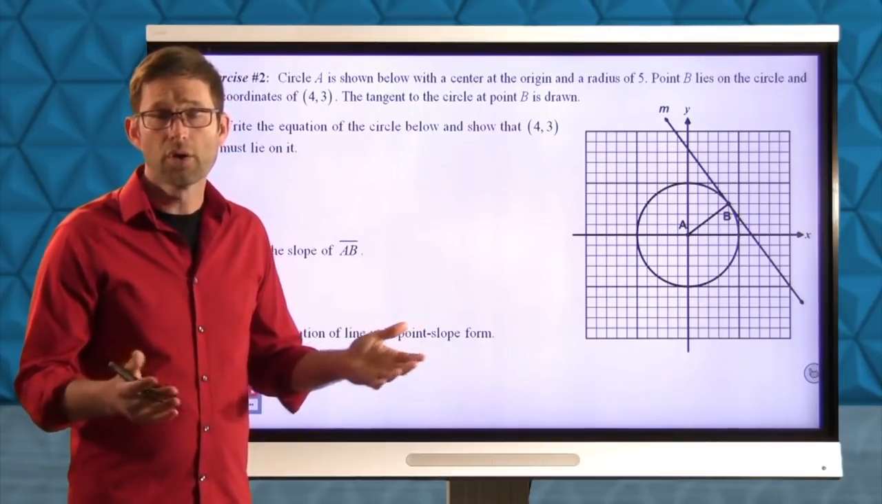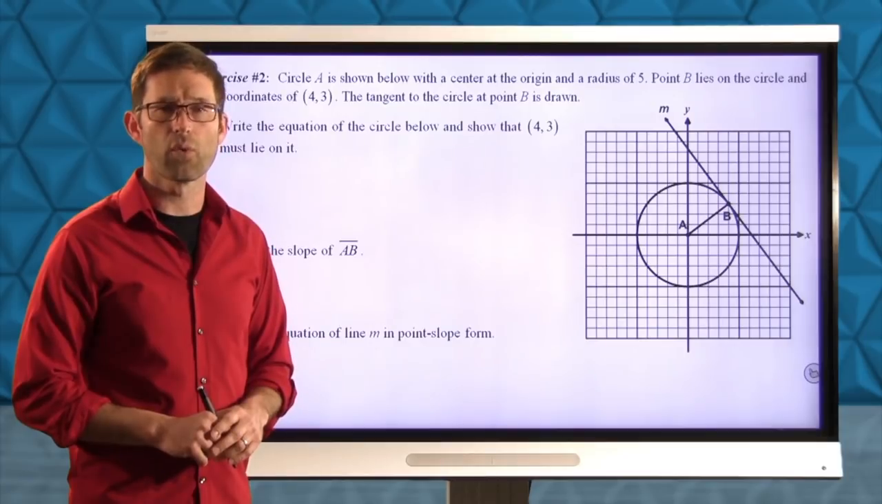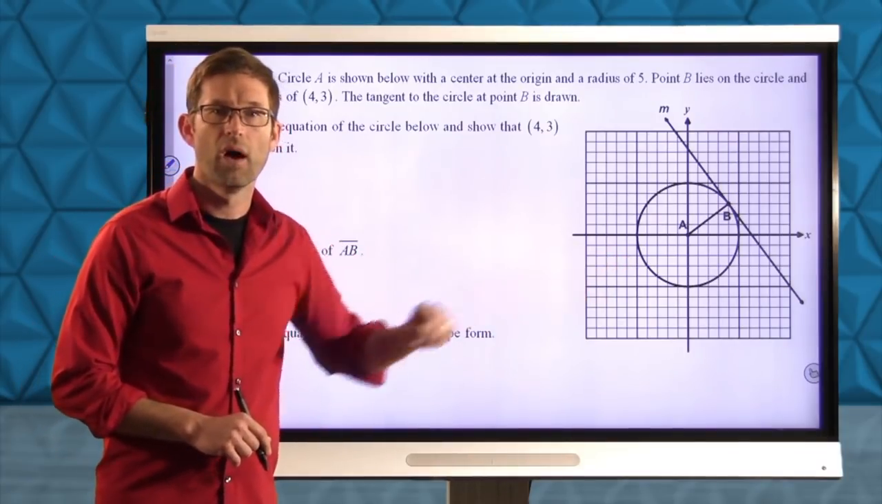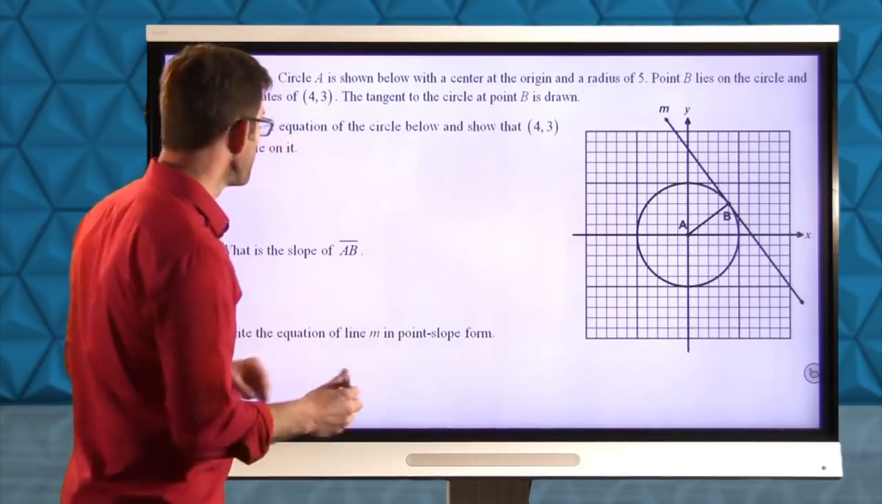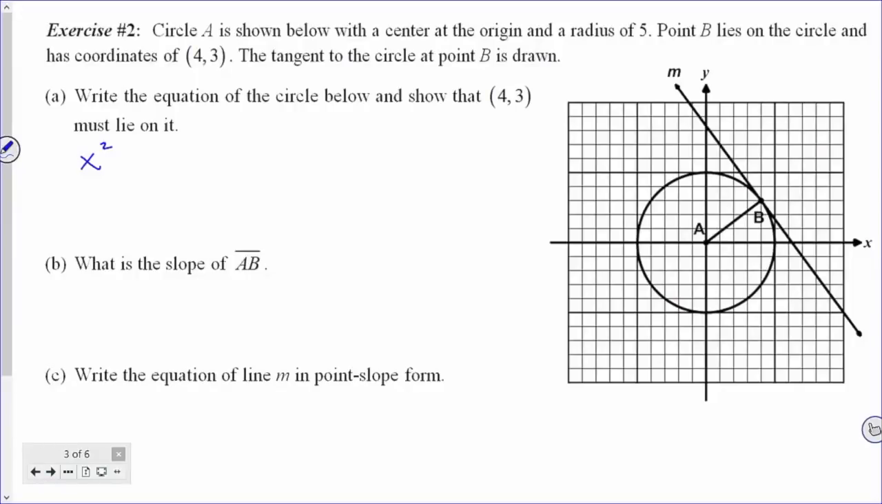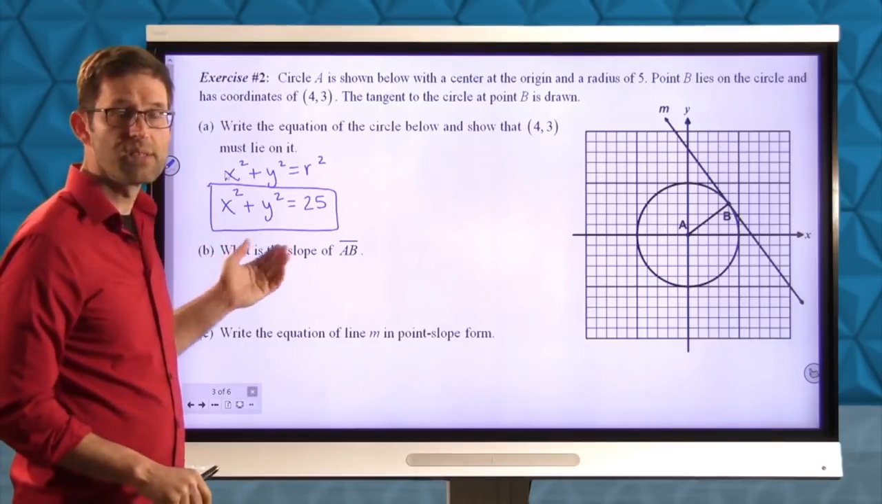All right, so go ahead and pause the video now. We've talked about equations of circles. You should easily be able to write the equation of this circle, of circle A. Go ahead. All right. Well, all circles centered at the origin will have the equations of the form x squared plus y squared equals r squared. Since we know that the radius of our circle is 5, the equation of this particular circle must be x squared plus y squared equals 25. All right, that's simple enough.